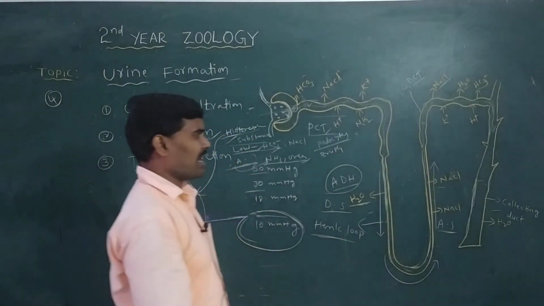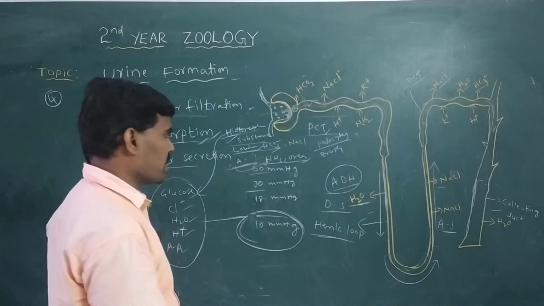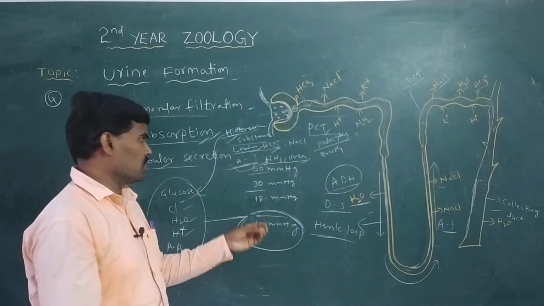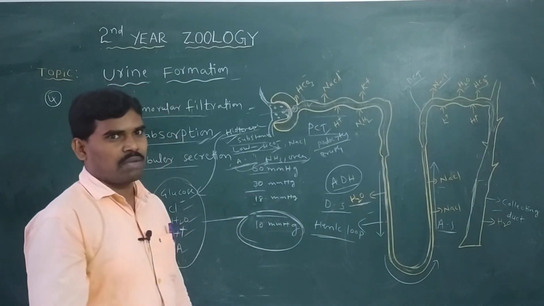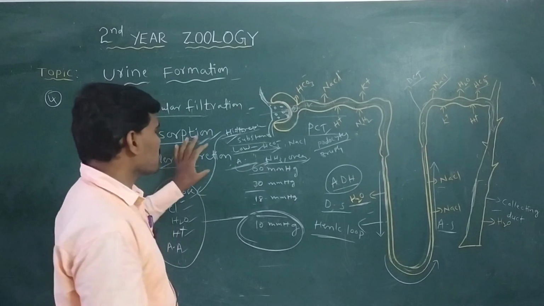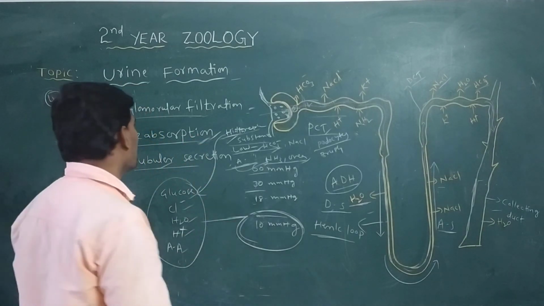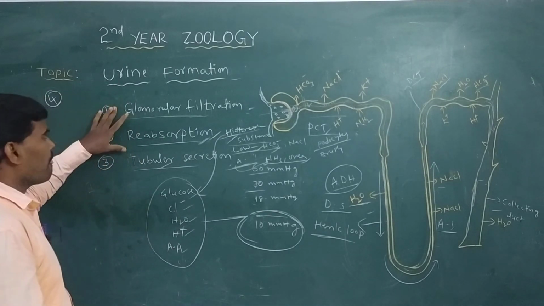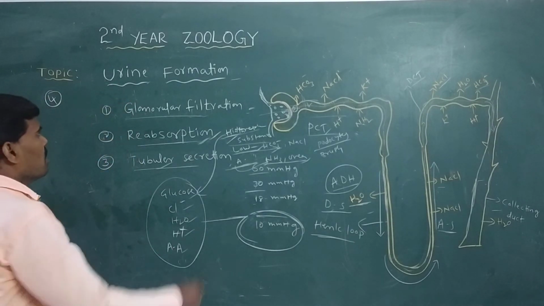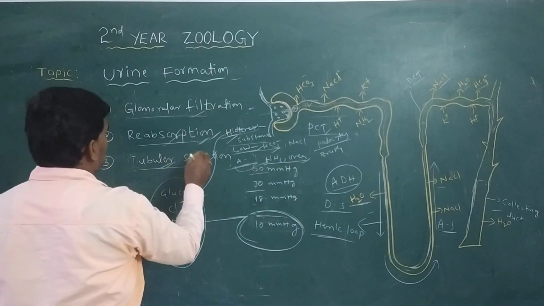The collecting duct opens into the ureters. The collecting duct opens into the ureter part, and the ureters open into the urinary bladder. Through this process, finally, with tubular secretion, the hypertonic urine is formed. After 3 steps the hypertonic urine is formed: first glomerular filtration, reabsorption, tubular secretion.